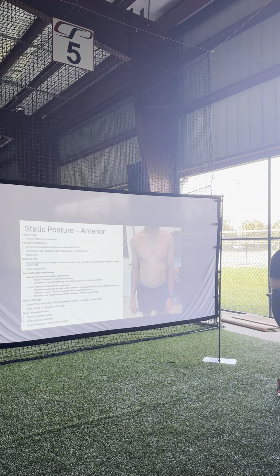And then as we go through this, we're looking at pelvis, knees, and feet. So we're checking the ASIS, which is the front part of your pelvis. Are our knees stacked underneath the hips, and our feet evenly spaced out?